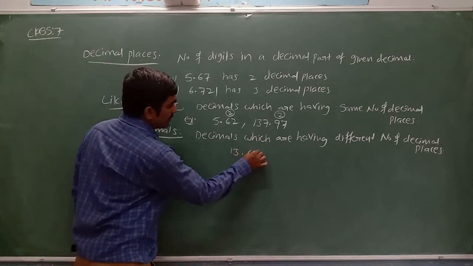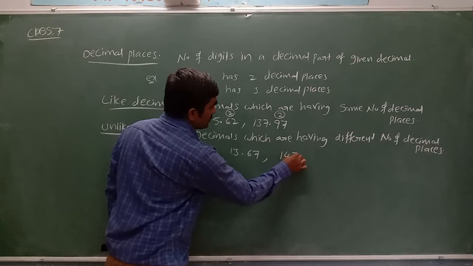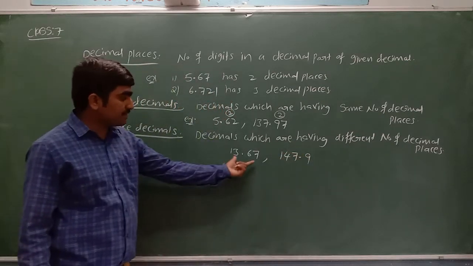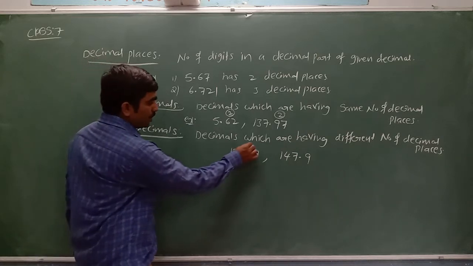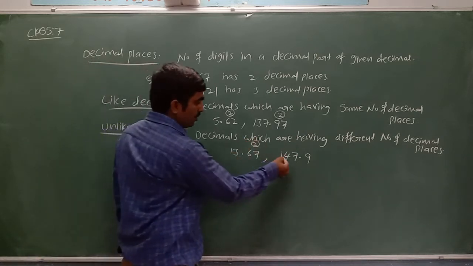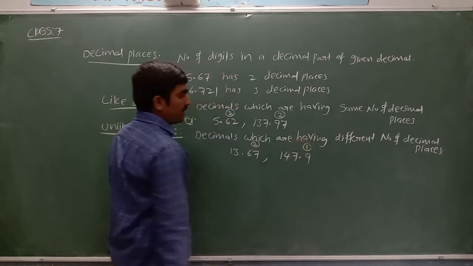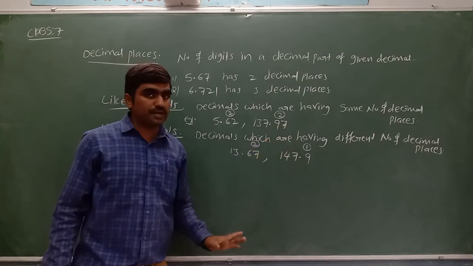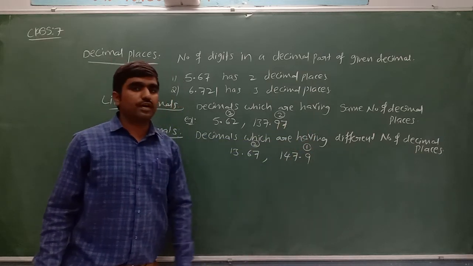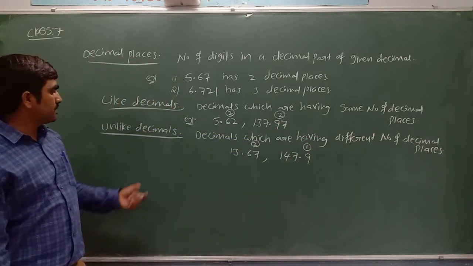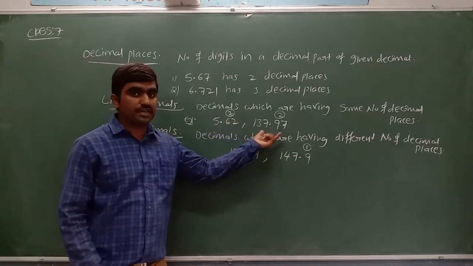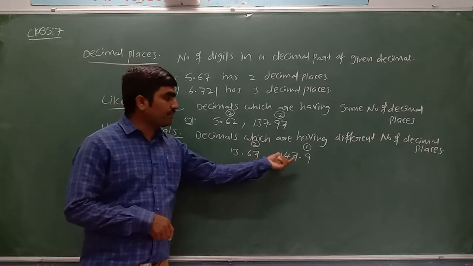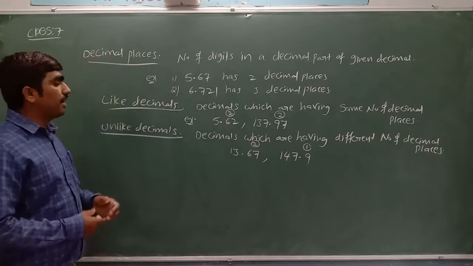Example: 13.67, 147.9. 13.67 has two decimal places. 147.9 has only one decimal place. Both decimals do not have the same decimal places; they have different numbers of decimal places. So if decimals have the same number of decimal places, they are called like decimals. If they have different numbers of decimal places, they are called unlike decimals.